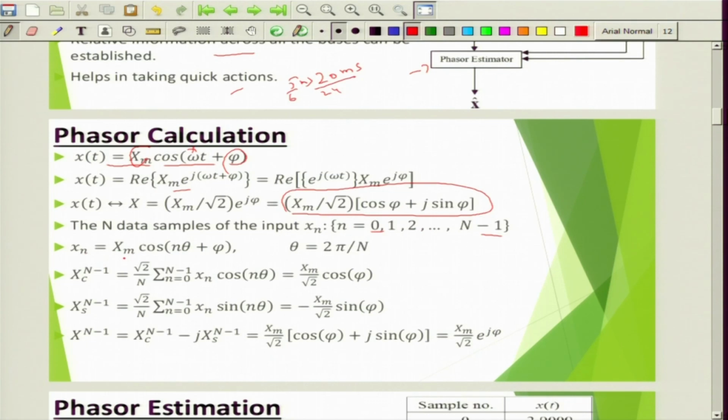So x of n is Xm cosine of n theta plus phi, where theta is 2 pi by N. Now we are expressing in terms of samples. So it consists of a cosine sample and a sine sample. That is nothing but Xm by root 2 cosine of this phase angle, and the sine sample at the n minus 1 is minus Xm by root 2 sine of this phase angle. The total sample x of n minus 1 is nothing but the summation of the cosine sample and the sine sample, that is nothing but Xm by root 2 into e to the power of j phi, which is the phase angle. So basically you will be getting the magnitude as well as the phase angle.